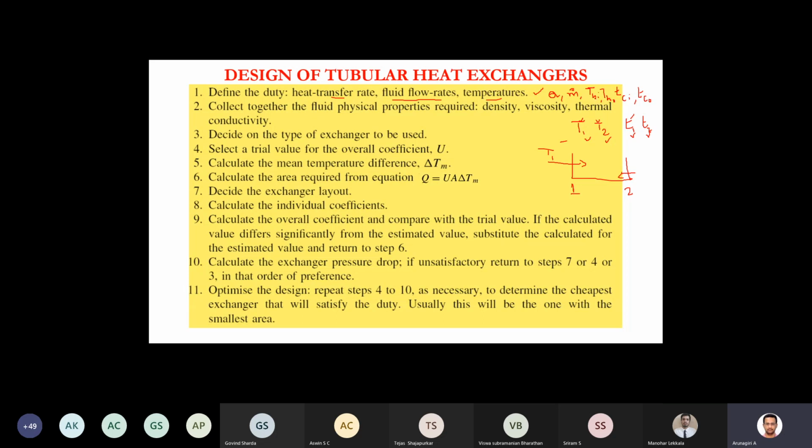So this is T1, Thi, Tco, or T1, T2. This 1 and 2 represent the end where the fluid enters. So this is T1, this is T2. If the cold fluid enters here, this is T2, this is T1. Where here T1 is the cold fluid outlet temperature, and this T2 is the cold fluid inlet temperature. So these are all normal notations that are used in process industries.